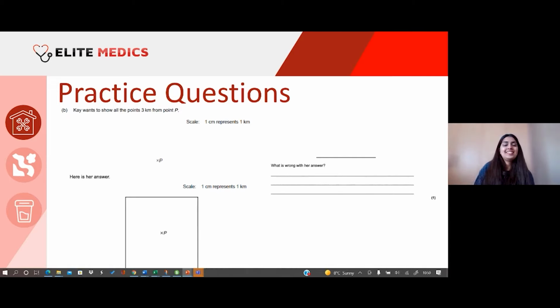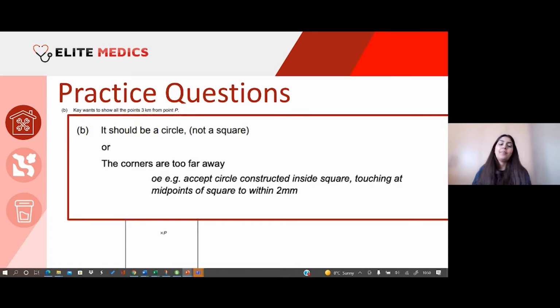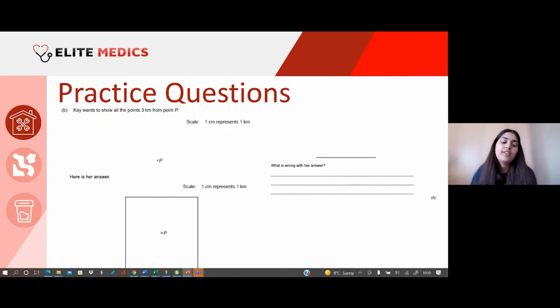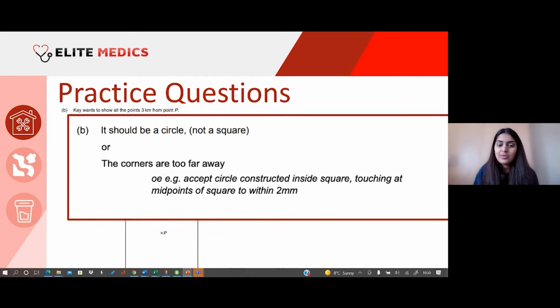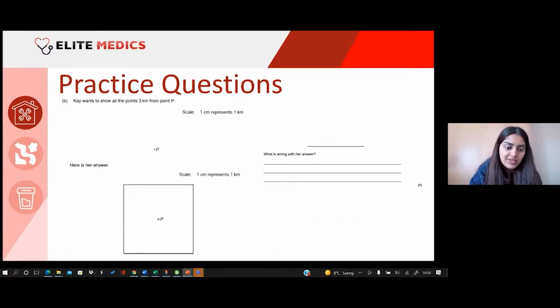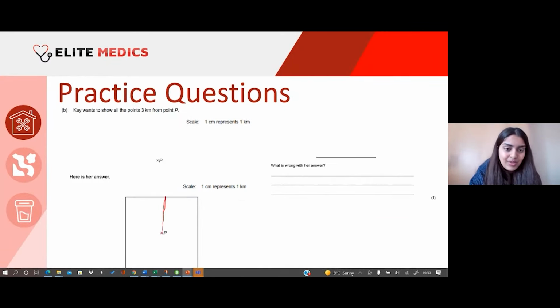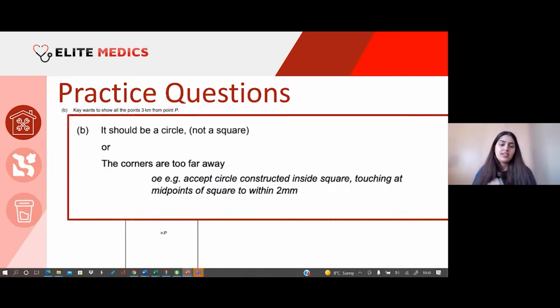Okay, so let's go through the answers then. So our points that are 3 kilometers away from P need to be a circle, right, rather than a square, as they've shown. So we need to make sure that we mention that it should be a circle, not a square, or you could have also said that the corners of the square are too far away. Maybe this over here might be 3 kilometers away, but this over here, using Pythagoras, wouldn't be 3 kilometers away, it would be longer than 3 kilometers. Okay. So that is the answer for that.